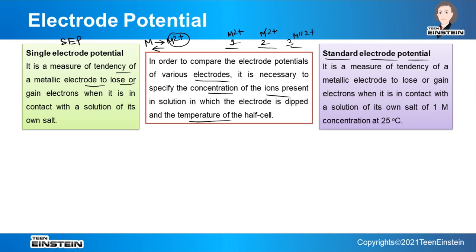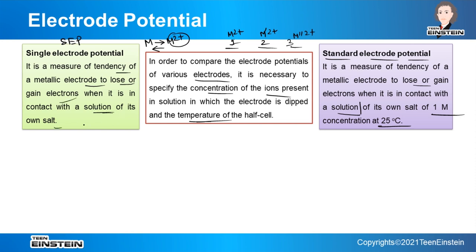So now what we have done, we have fixed the temperature at 25 degrees centigrade and the concentration is fixed as 1 molar. So this is a measure of the tendency of a metallic electrode to lose or gain electrons when it is in contact with a solution. Up to this, it is the same definition that we have written, but here it is written with a solution of its own salt.